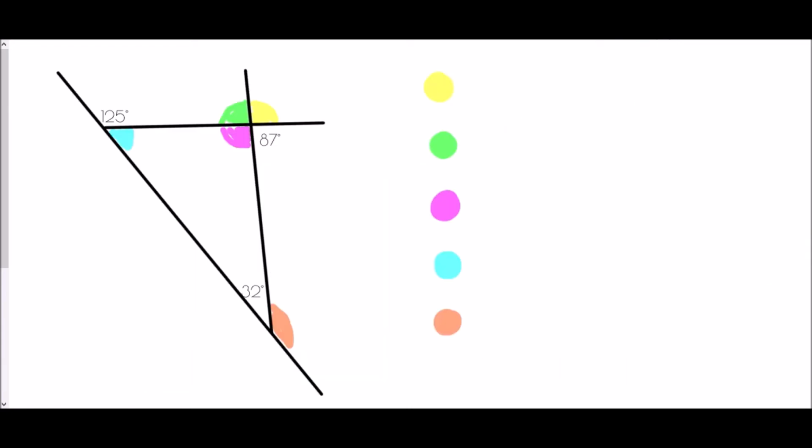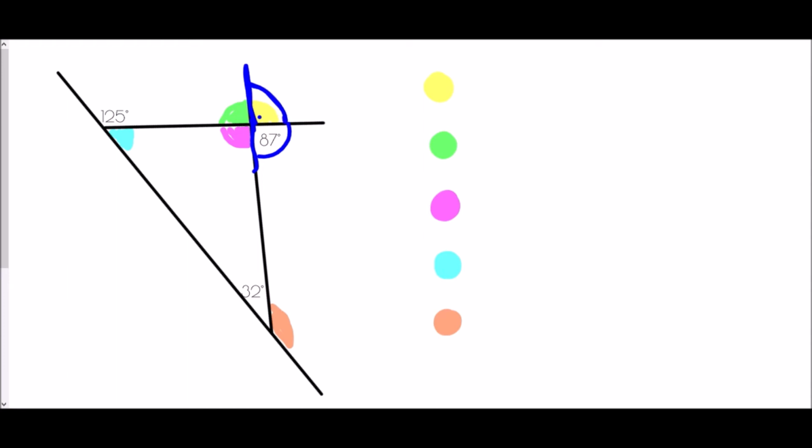So one final question to complete. Can we find all of the coloured angles in this diagram? Well, we've been given them in a specific order: yellow, green, pink, blue, and then orange. So let's try and solve them in the correct order, but we're also going to give a reason for our answer as we go. And so if we look at the yellow, we have the angle of 87 degrees and then the yellow angle.